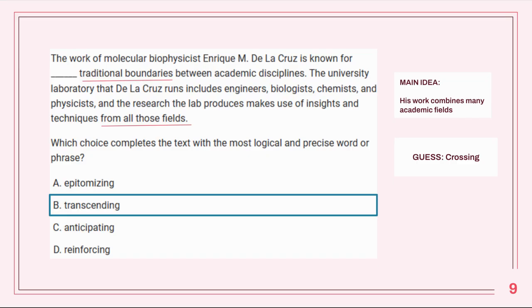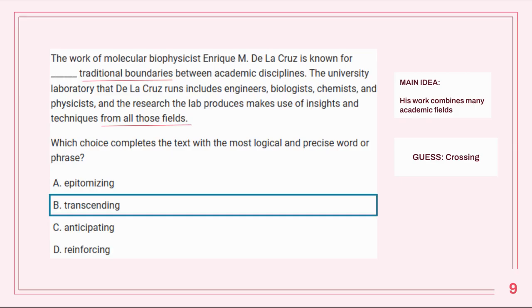Transcending, here the root trans can kind of help you, like transform means to cross from one thing into the other, or translate means to move from one language to the other. So trans kind of means like crossing over. Trans is a root that kind of means crossing. So transcending just sort of means like crossing over traditional boundaries. So you can use the root trans to help you figure out what transcending means.